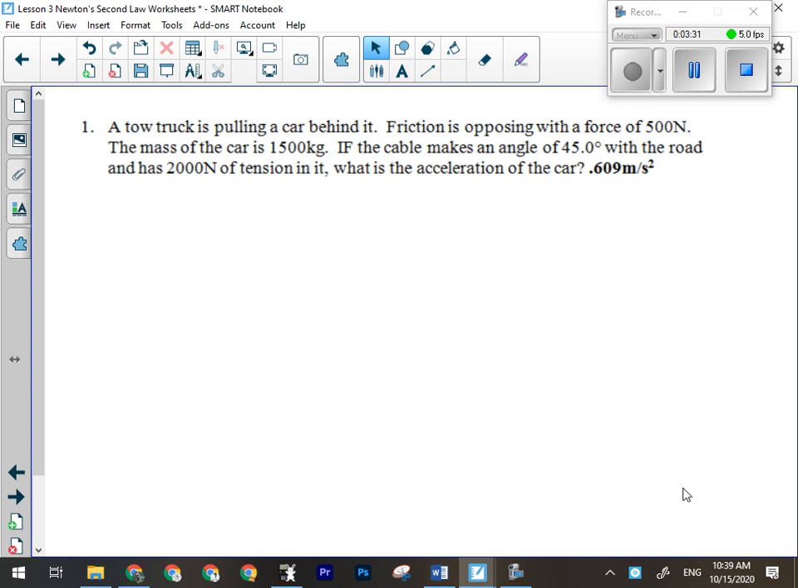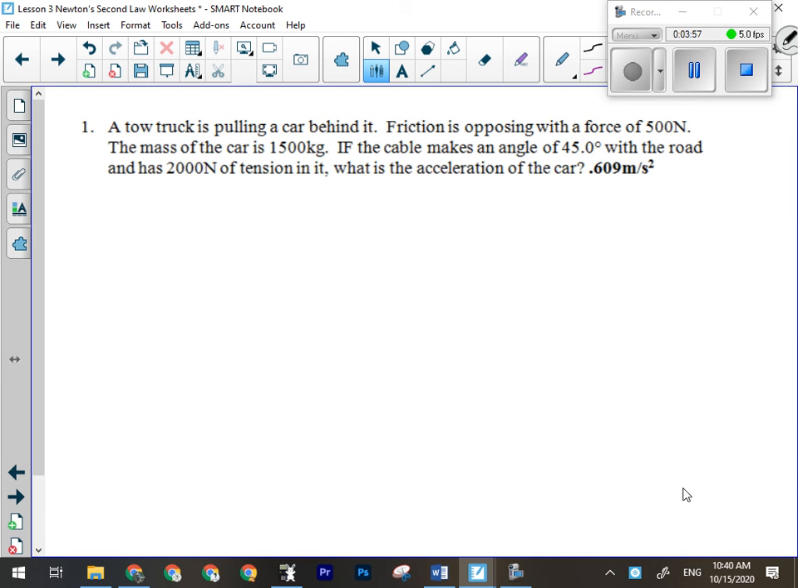Question number 1 looks like this. I have a tow truck that's pulling a car behind it. Friction is opposing with a force of 500 newtons. The mass of the car is 1,500 kilograms, and it's being towed at a 45-degree angle by 2,000 newtons worth of tension. So is this a fairly involved free body diagram?